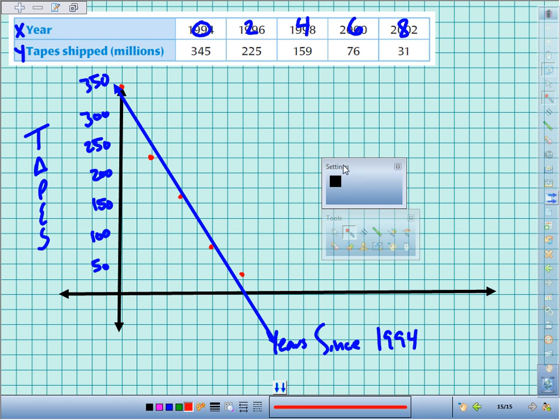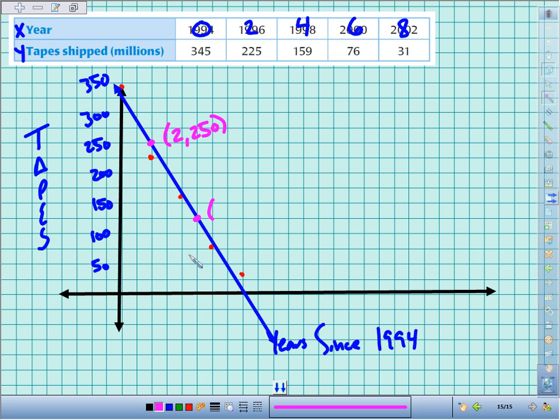Come up with the equation, find 2 points you can see pretty clearly. I'm going to use, that looks like a pretty good point, 2, 250. Again, they don't have to be red dots. Use points on the line. I'm going to use that one right there. What's that? 1, 2, 3, 4, 5, 5, 125. Okay, you want an equation? You need your slope. Find it with your slope equation. Y minus y over x minus x.